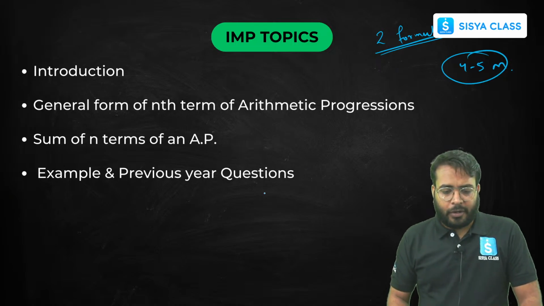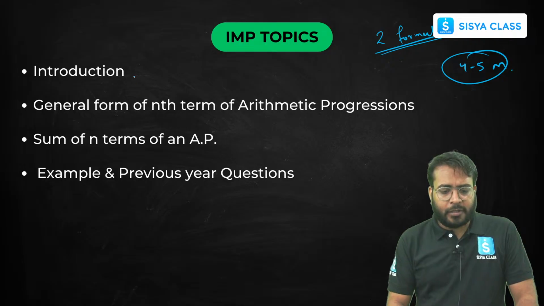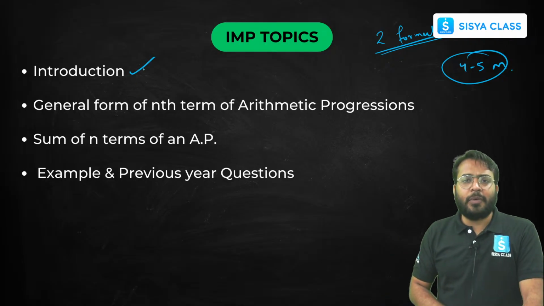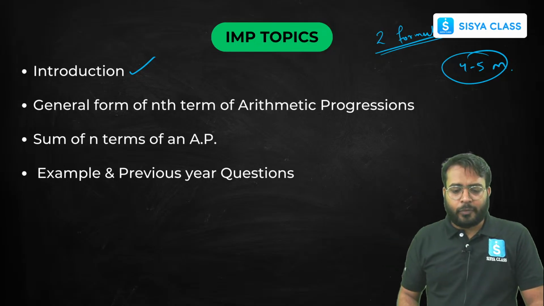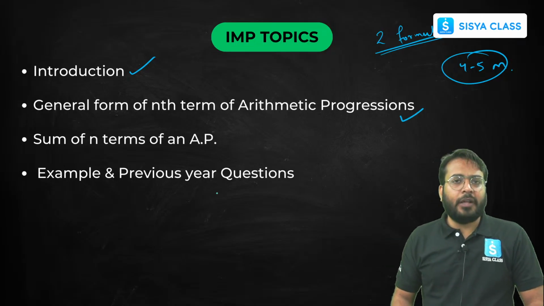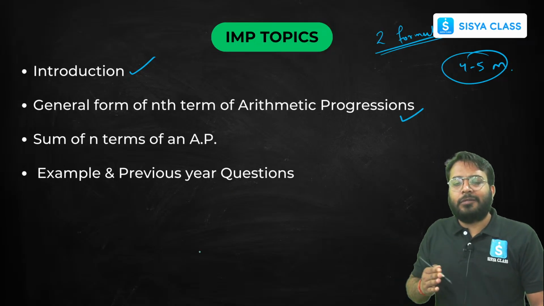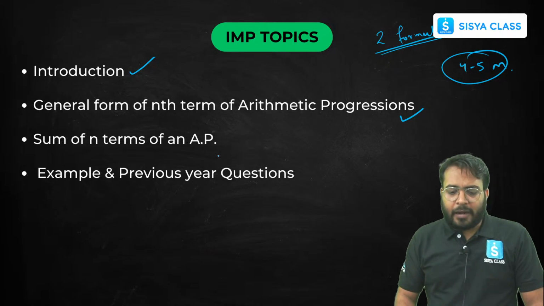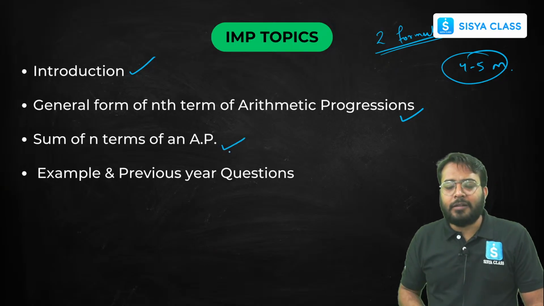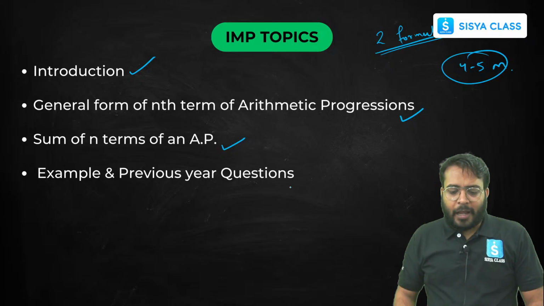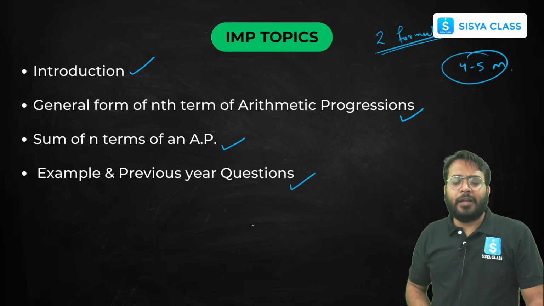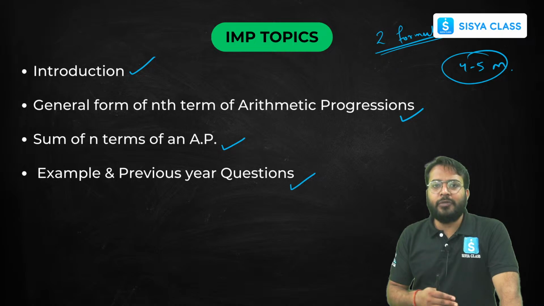So the topics. First of all, we will see what is meant by arithmetic progressions, and what the things are that we are going to use here. Then we will derive how to find the nth term of your sequence, and how to find the sum of n terms if the sequence is in AP. After this, we are going to see some example questions along with the previous year questions.